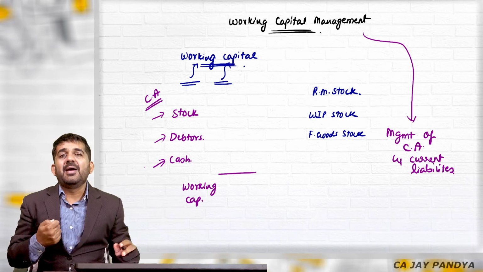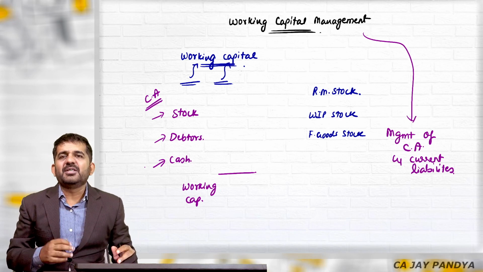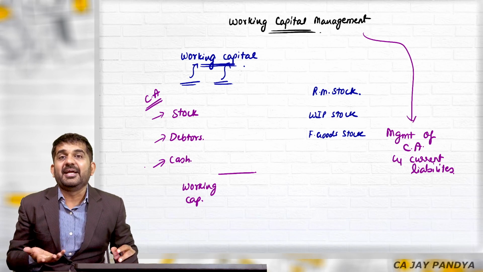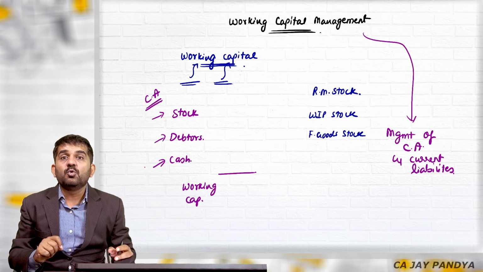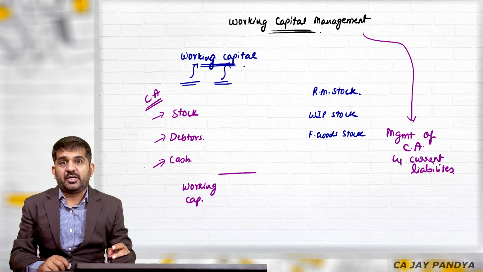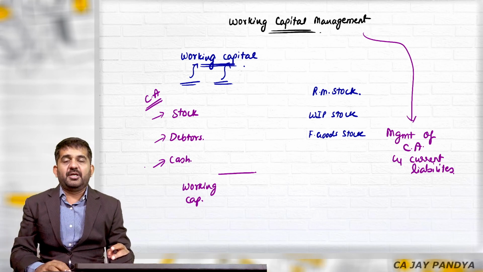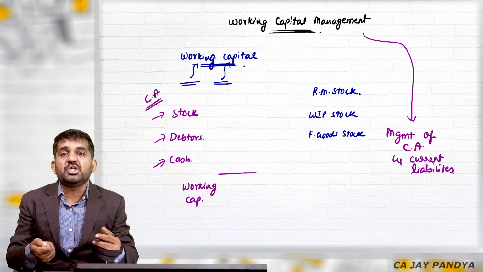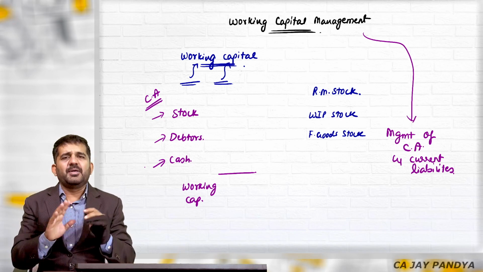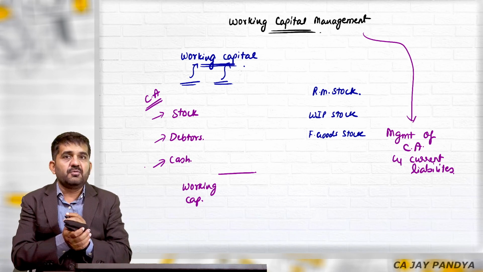Sir, what to manage in this? Say if we sell the goods on credit, there will be debtors, right? So what is the management portion in it? Should we give credit of 10 days? Should we give credit of 15 days? Should we give credit of 40 days? What should be the credit? That is one of the decisions in working capital management, and there will be n number of decisions in working capital management.